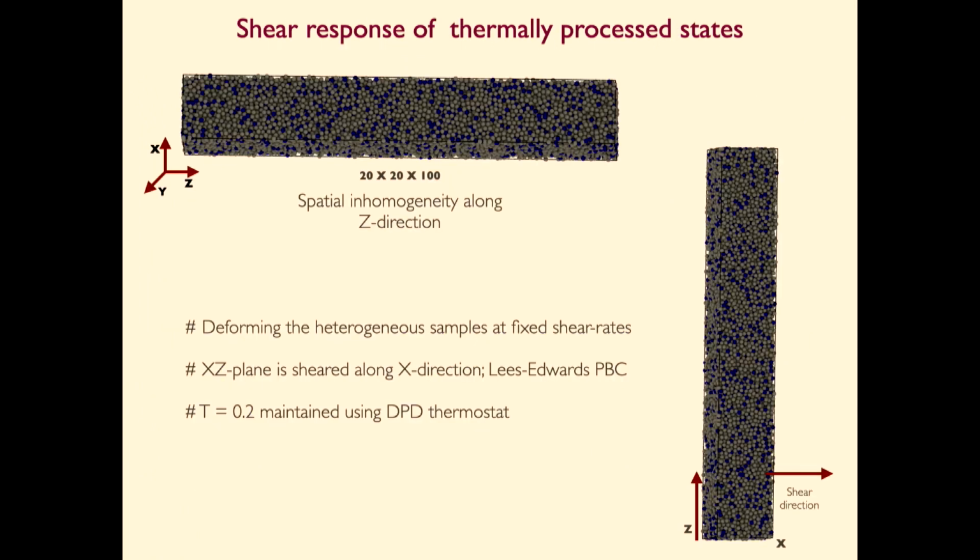So we generate the inhomogeneity in the g direction into the material, and then we understand the shear response of this material by shearing this plane. You have this one, and then you do this, and then you shear it like this. So the shear direction is this, and this particular plane is sheared. And we control the temperature at 0.2, at which the glass was prepared, using the DPD thermostat.